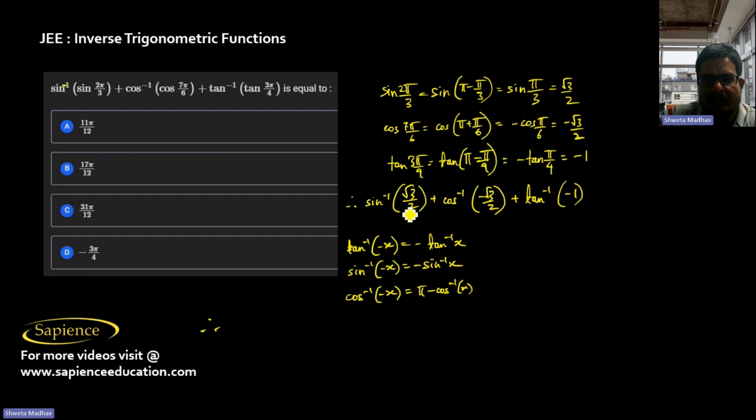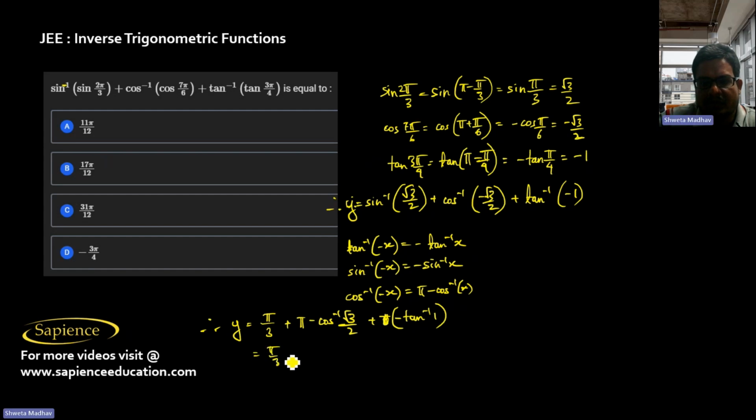So therefore, let's say this value is equal to y. Therefore, the value of y will be equal to sine inverse of root 3 by 2, that is nothing but pi by 3, plus pi minus cos inverse root 3 by 2, and minus tan inverse of 1. So this is pi by 3 plus pi minus cos inverse root 3 by 2, that is pi by 6, and minus pi by 4.